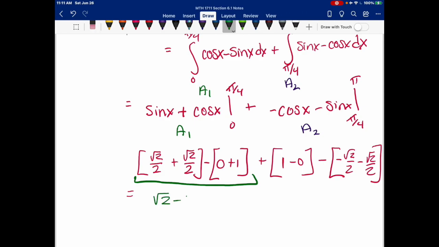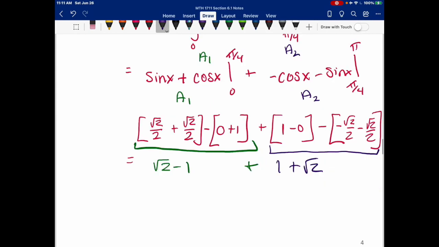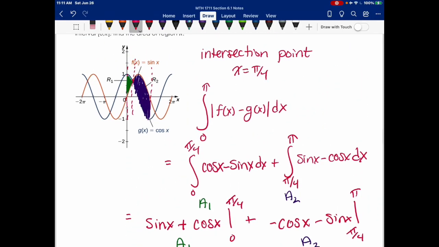Now, when I clean all this up, area 1 is going to give me square root of 2 minus 1. When I clean up all this, I'm going to get 1 plus the square root of 2. And then when I combine all that together, my final answer is 2 square roots of 2. So looking back up here, the green area plus the purple area together is going to give me an area of 2 square roots of 2 units squared.